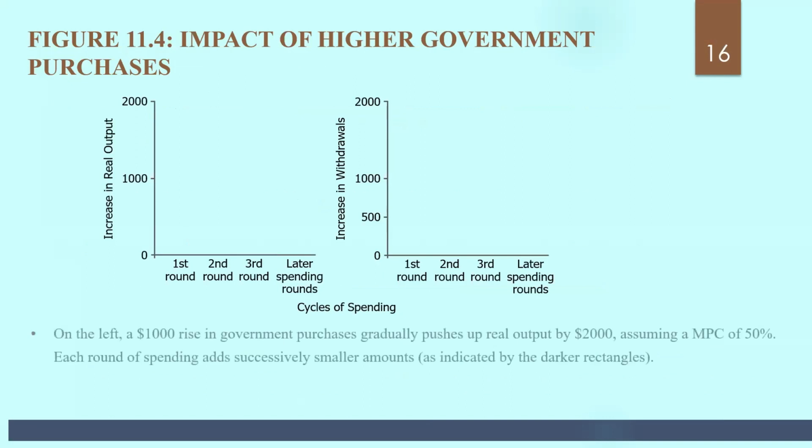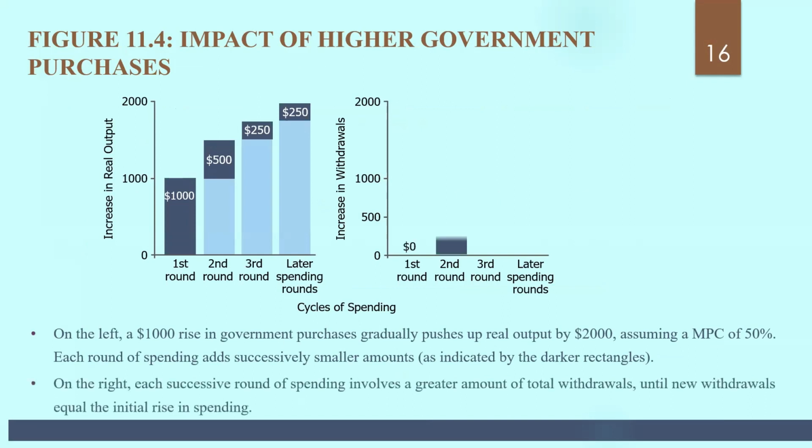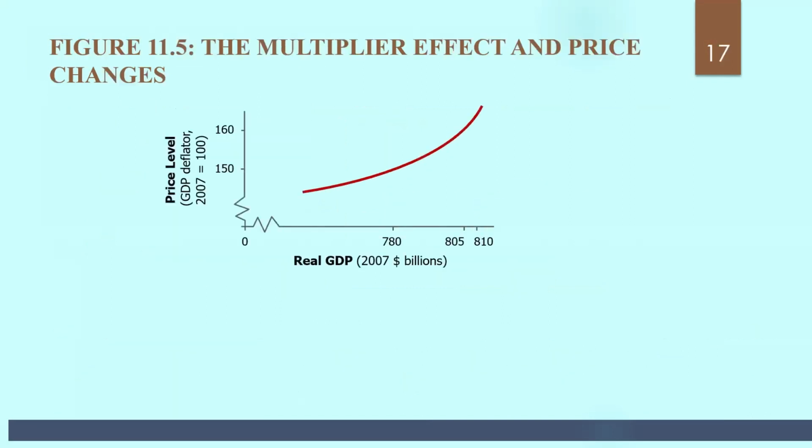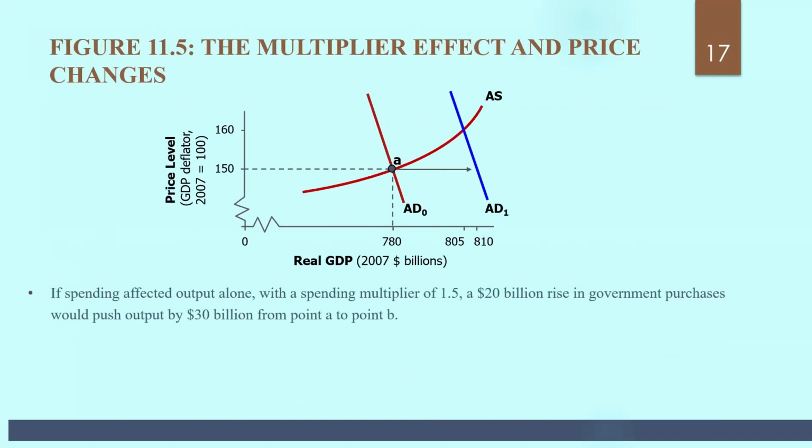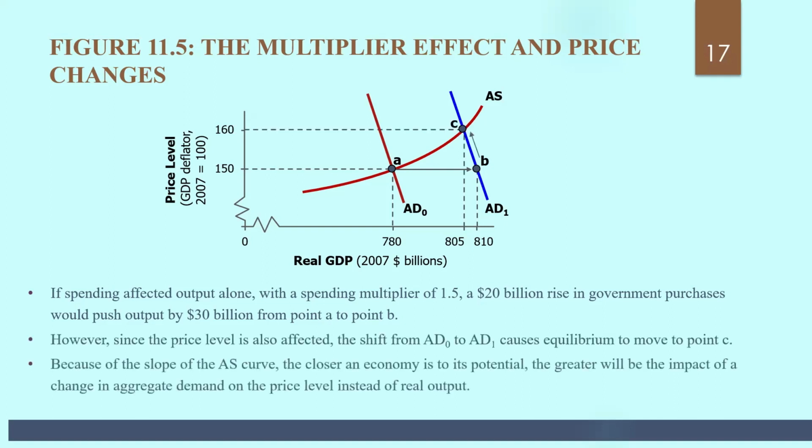So, the impact of higher government purchases. On the left, a $1,000 rise in government purchases gradually pushes up real output by $2,000, assuming an MPC of 50%. Each round of spending adds successively smaller amounts, as indicated by the dark rectangles. So if spending affected output alone with a spending multiplier of 1.50, a $20 billion rise in government purchases would push output $30 billion from point A to point B. And this would increase prices and increase real GDP in this case.